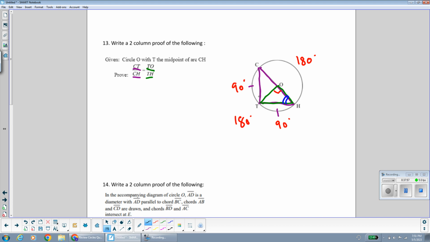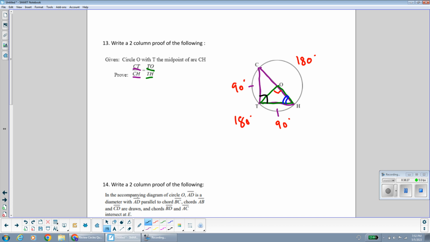This angle, angle T, or CTH, this angle right here, is an inscribed angle. Its vertex is on the circle. And it's intercepting arc CH, which is 180 degrees. And inscribed angles are half their intercepted arcs. So if the intercepted arc is 180, half of that would be 90 degrees. And that's all we need to prove the triangles similar.